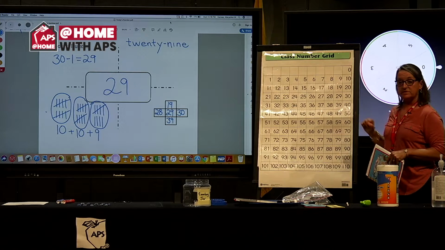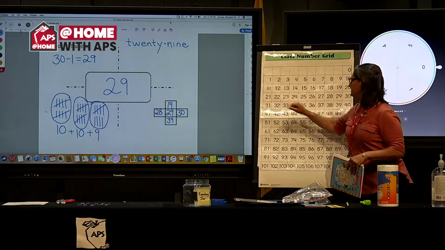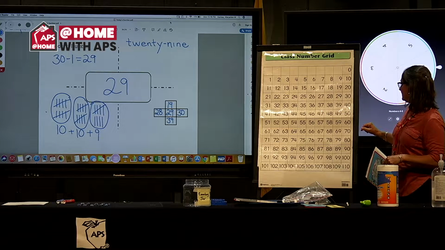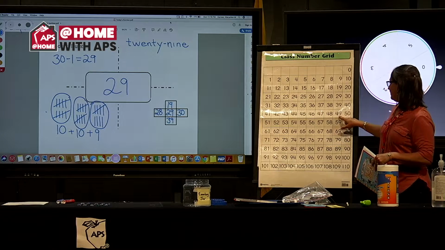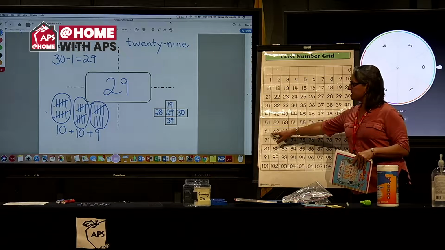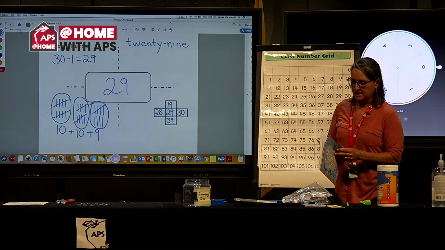9, 10, 11, 19, 20, 21, 29, 30, 31, 39, 40, 41, 49, 50, 51, 59, 60, 61. It's a good idea to practice these even forward and back.